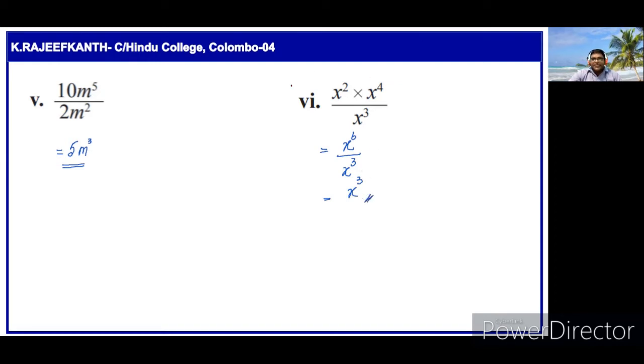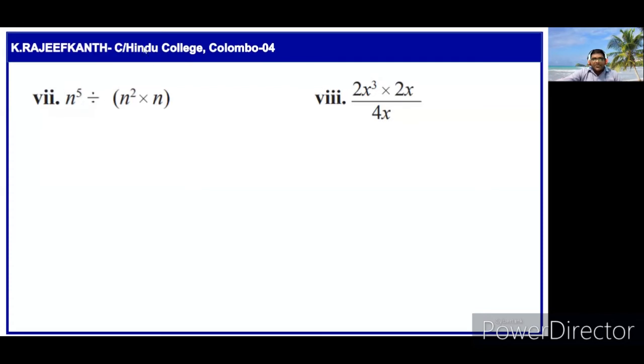The next question. So we are doing some questions for the second law of indices. Here n to the power of 5 divided by n to the power 2 into n. So first we will simplify the brackets. Here n to the power of 2 times n to the power of 1. Then we should multiply first. Here the bases are same. So we can add these two indices. Then n to the power of 3.